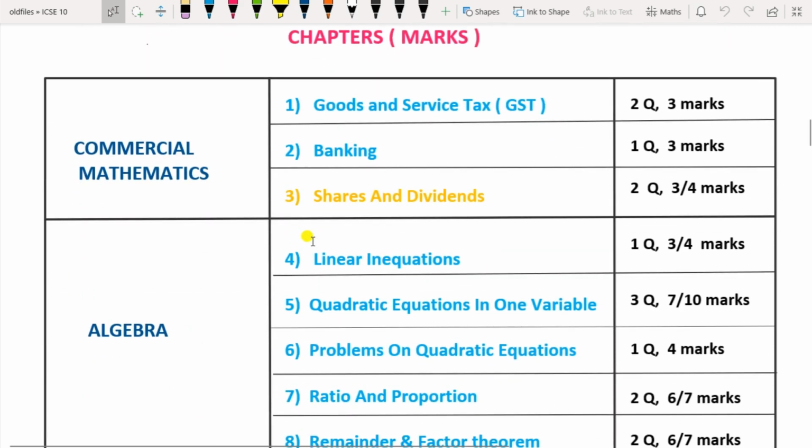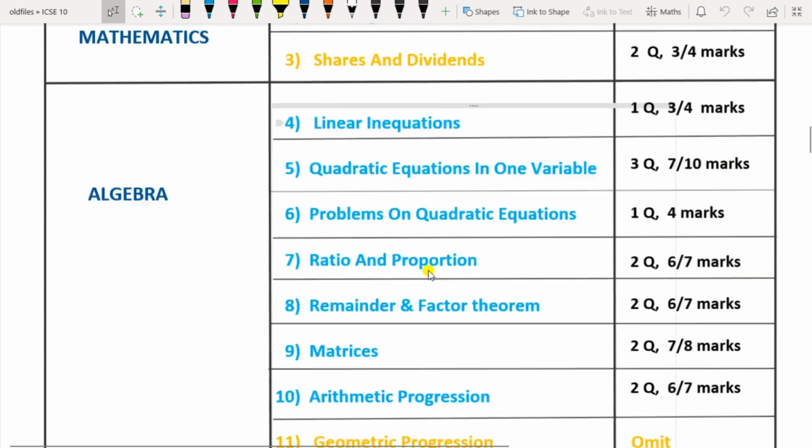Okay, now here are the chapters and marks of each chapter. Lessons 1, 2 and 3 are called commercial mathematics. First is GST, second is banking and third is shares and dividend. From lesson first, 2 questions can be asked, each of 3 marks. Banking, 1 question of 3 marks. Shares and dividend, 2 questions of 3 or 4 marks. Now from shares and dividend most of the questions are not asked here.